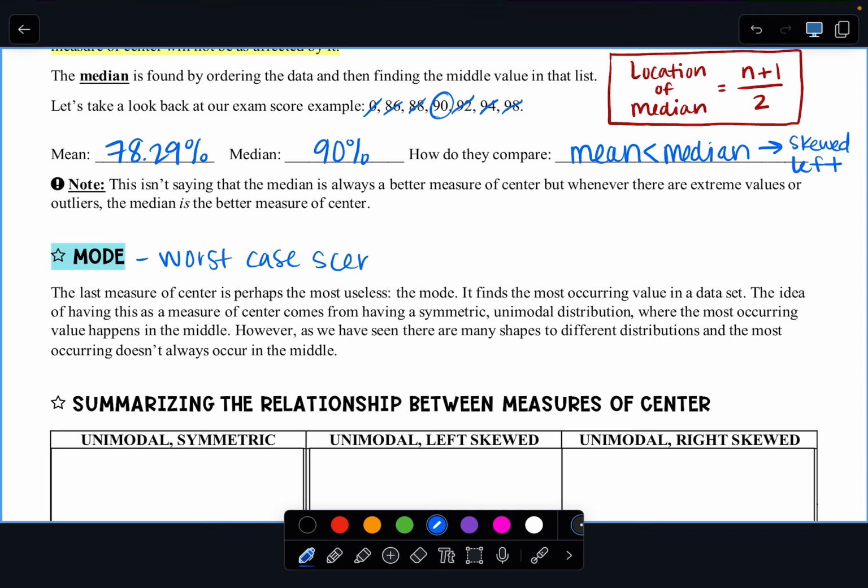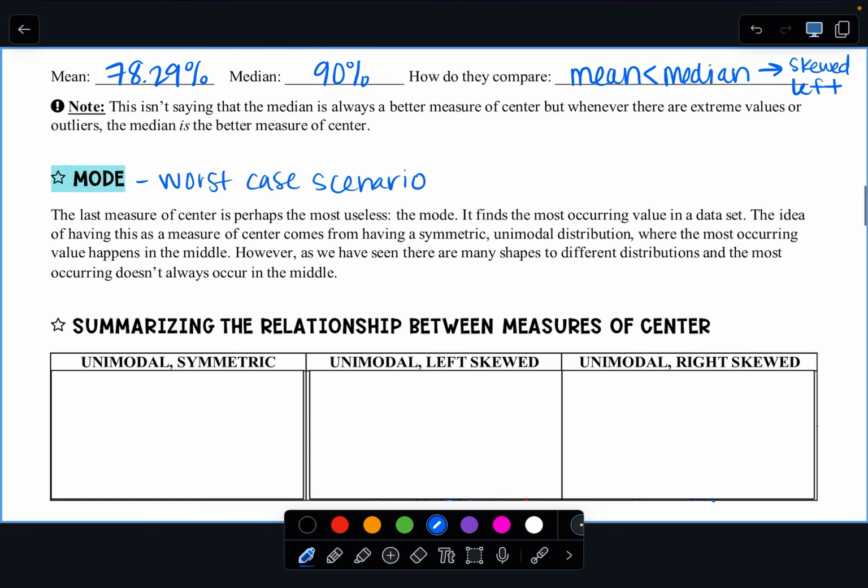If for some reason, by the time you get to the AP exam, and there should be no reason because we'll talk about this plenty, you completely blank and all you remember is mode: mode is the number that occurs the most, the most occurring value in a data set. If that's all you can talk about, mention it, because something is better than nothing.